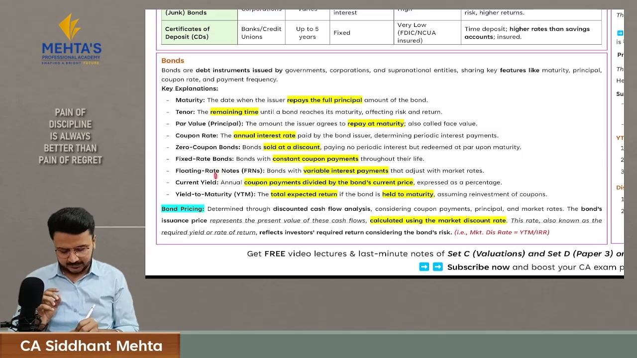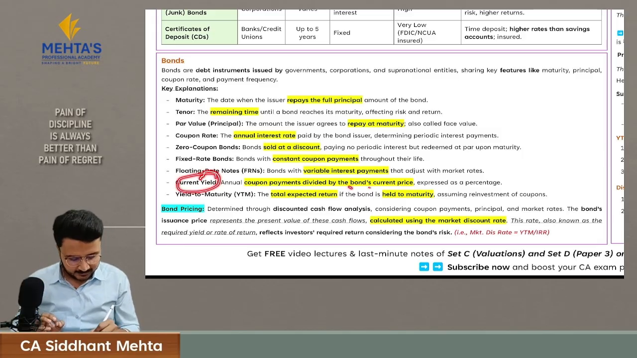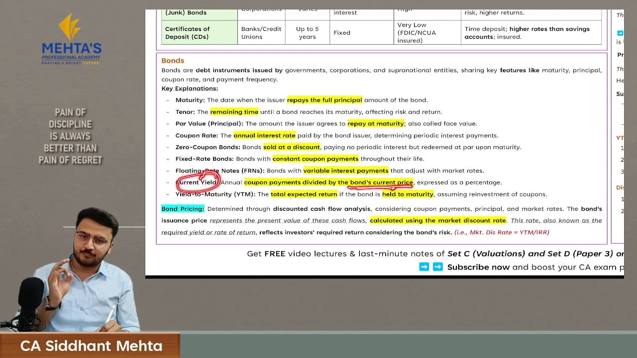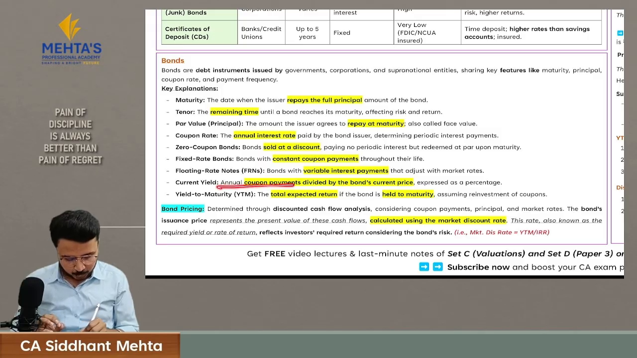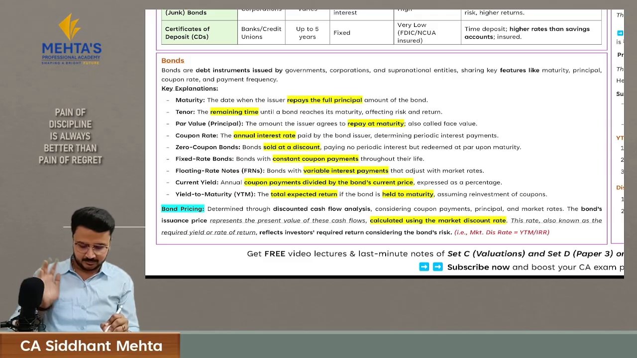So this current yield tells you that if you buy the bond at the current price, what return will you have for this current year. That means it is calculated by the annual coupon payments which you will receive in this year divided by the bond's current price. It will be expressed in the form of a percentage. This is your current yield, the return which you have for this current year.